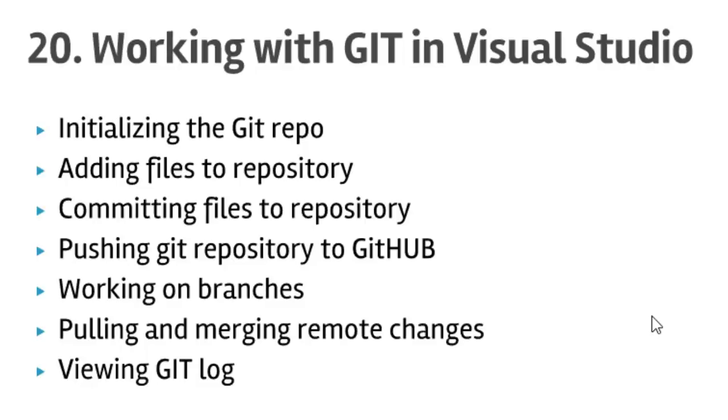So Git is a version control system, and it is a really popular version control system that can be used with Visual Studio. If you are using Visual Studio 2017, that is the latest version of the Visual Studio IDE, then in that particular Visual Studio IDE they have got very good support for Git. And in this particular lecture we are going to look at how to initialize a Git repository, add files, commit files, push, pull, then create branches and view the git log.